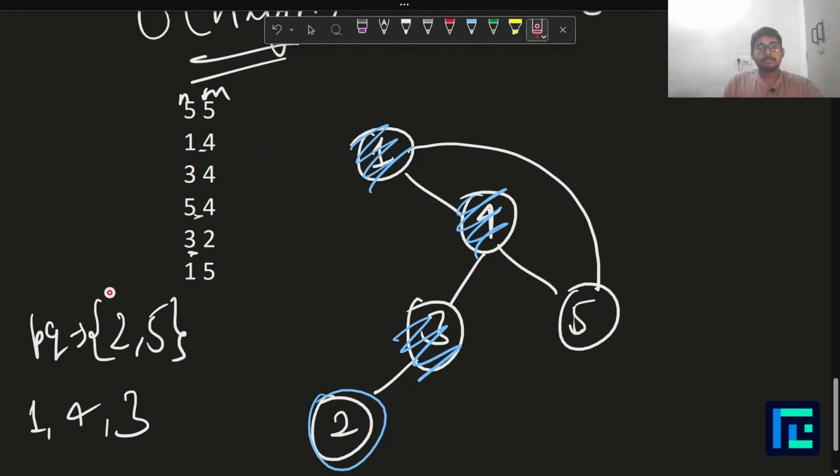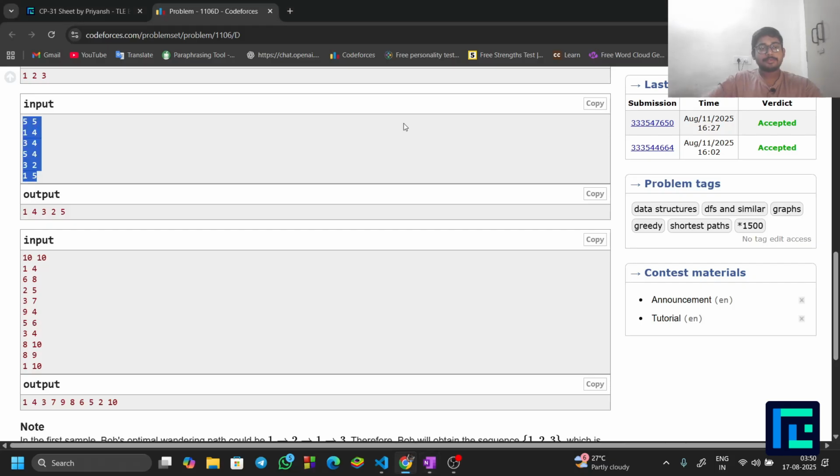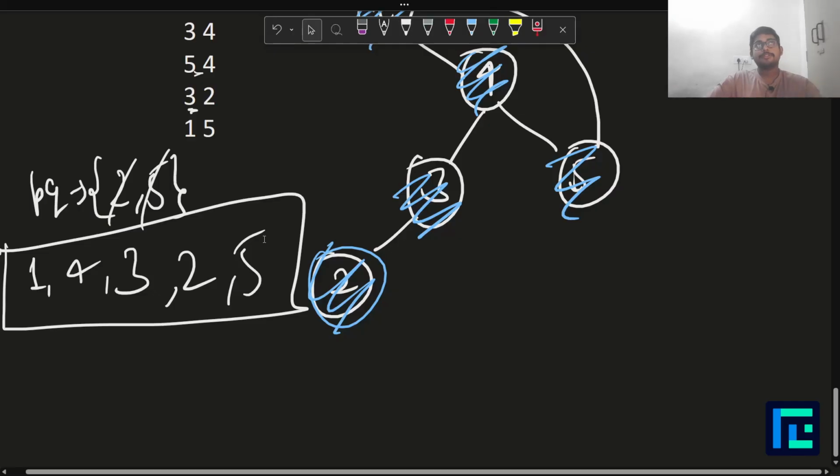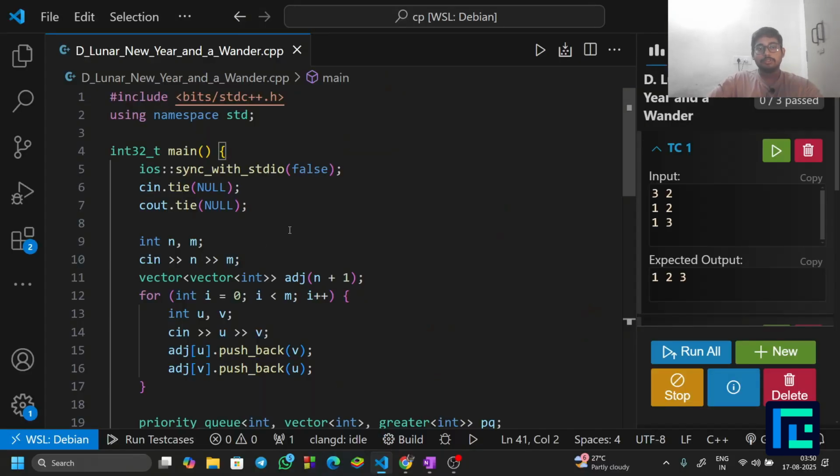Okay, next smallest is 2. So visit this 2. Okay, and the only thing remaining in your priority queue is 5. So visit this 5. Okay, so the sequence that you obtained was 1, 4, 3, 2, 5. So 1, 4, 3, 2, 5 you can see. Okay, so I hope you got the algorithm, what you need to do. Let's quickly look at the code for it.